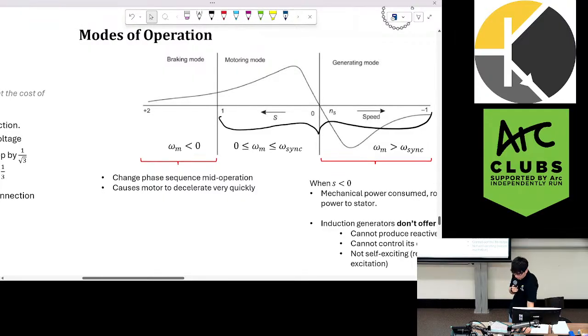Braking mode is essentially when our rotor is spinning in the opposite direction of our rotating field. And that means that we would have a negative speed with respect to our rotating field, which causes the motor to slow down very rapidly.